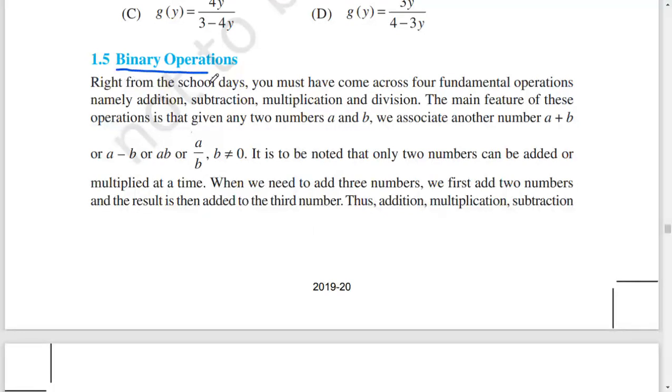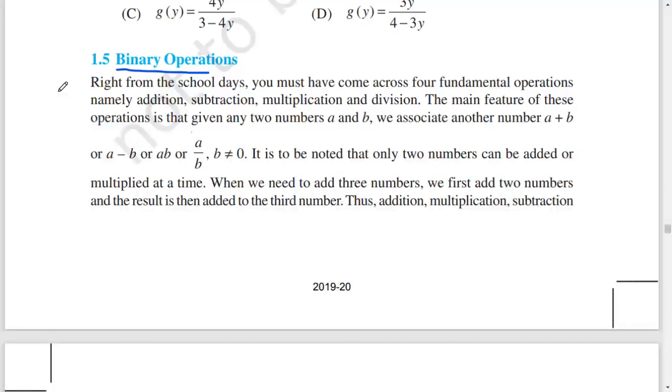Binary operations. Right from the school days, you must have come across four fundamental operations, namely addition, subtraction, multiplication, and division. The main feature of these operations is that given any two numbers a and b, we associate another number a + b, or a − b, or ab, or a/b, b not equal to 0.